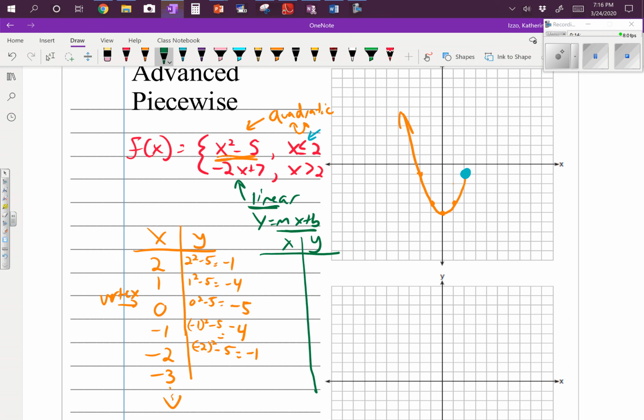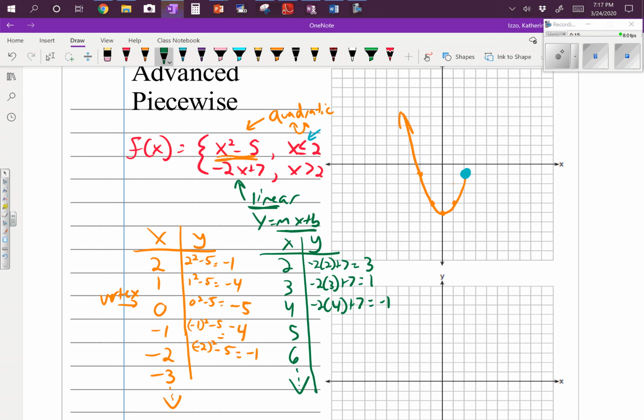So x is bigger than 2. So 2, 3, 4, 5, 6. We do not need that many. So it's negative 2x plus 7. So negative 2 times 2 plus 7 is going to be 3. And negative 2 times 3 plus 7 is going to be 1. And negative 2 times 4 plus 7 is going to be negative 1.